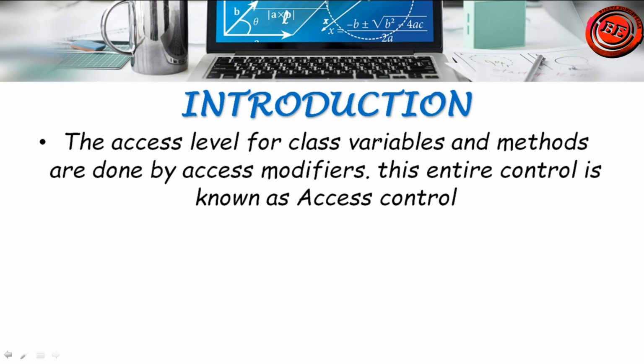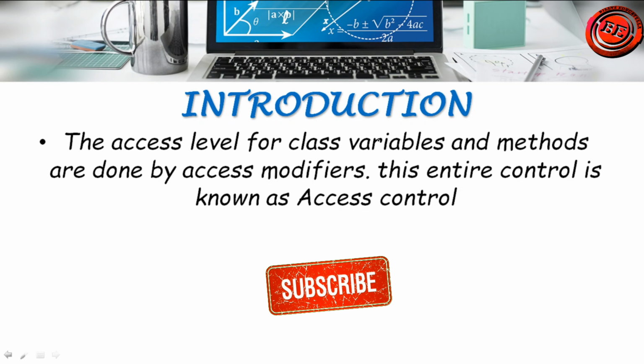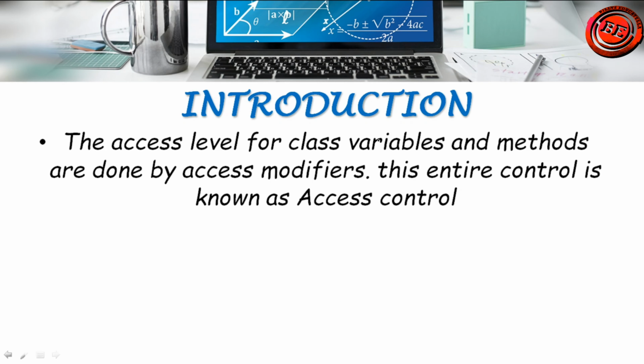Similarly, in a Java program, we have a class. In that class, we have variables and methods. For accessing these variables and methods, we use the access modifiers. Actually, these access modifiers are controlled by a particular system known as access control. So for providing security for variables and methods, we use the access modifiers, and these modifiers are controlled by an access control system.